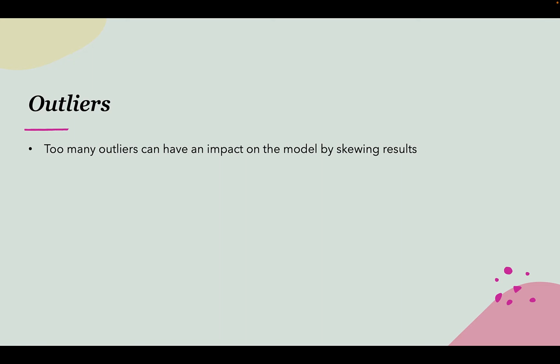All right, outliers. Too many outliers can have an impact on the model by skewing the results, and this includes skewing your estimated slopes as well as your intercept. One way to determine if outliers may be present is looking at the residual.